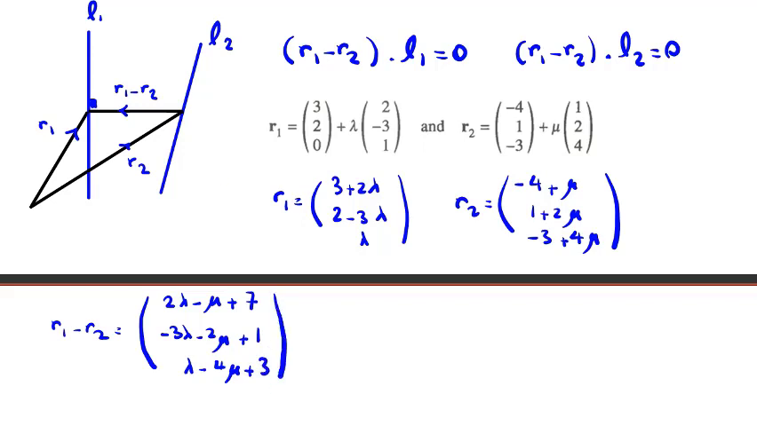It is this. Okay, it's this one. Now let's consider, from the first one, dot L1 is 0.